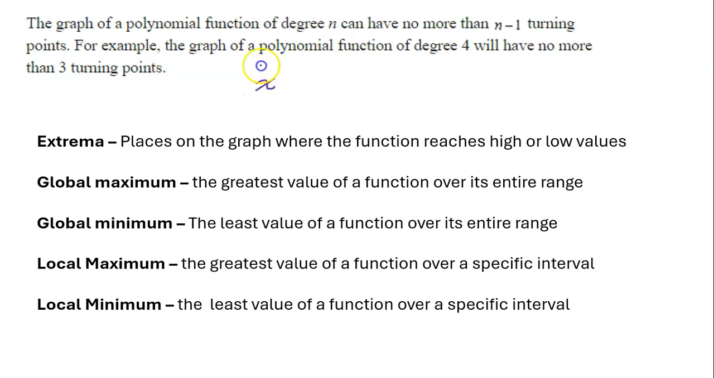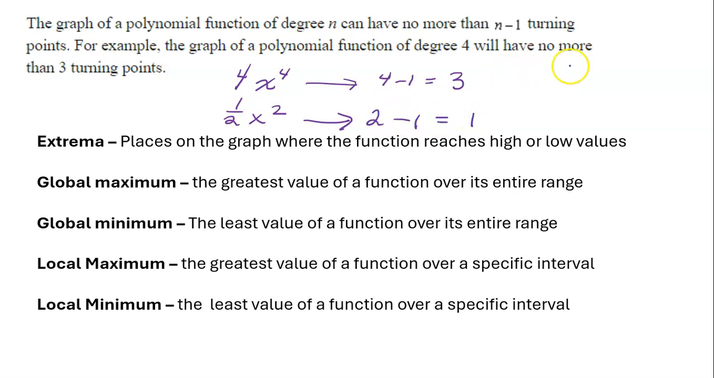For example, if I have 4x to the 4th, that's the degree of my polynomial, I can only have a maximum of 3 turning points. If I have something like 1/2 x squared, I can only have a max of 1 turning point. Okay, so these are my max possible. Doesn't mean you will have 3. It means that's the max you could have.